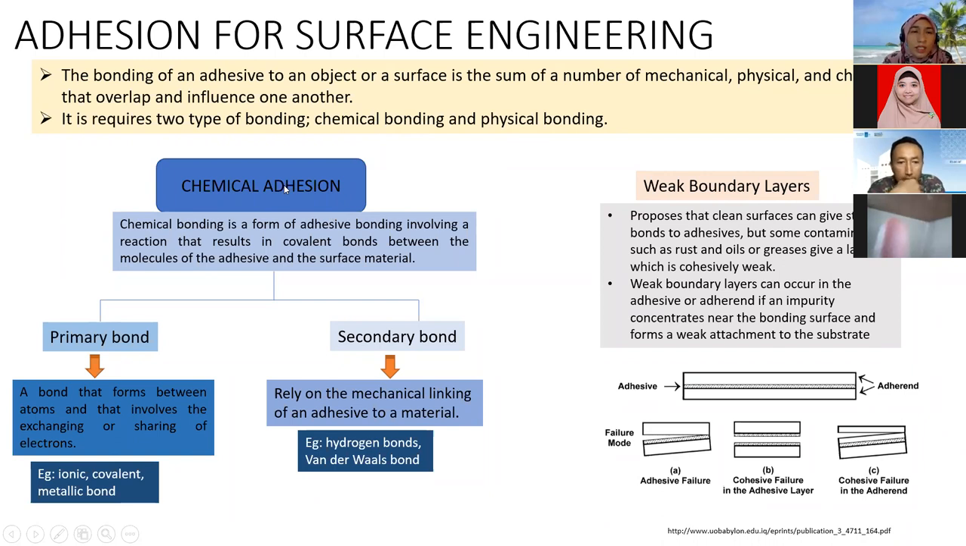Chemical adhesion, or chemical bonding, is a form of adhesive bonding involving a reaction that results in covalent bonds between the molecules of the adhesive and the surface material. The surface material, before this I called a substrate, but some papers and articles name it the adherent. So there is the adhesive and the surface material. A primary bond is a bond that forms between atoms and involves the exchanging or sharing of electrons, such as ionic, covalent or metallic bonds. Secondary bonds rely on the mechanical linking of an adhesive to a material, for instance hydrogen bonds and Van der Waals bonds.